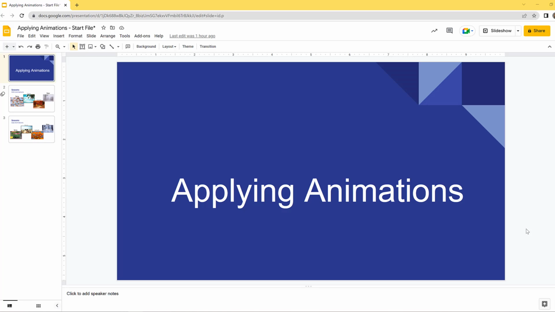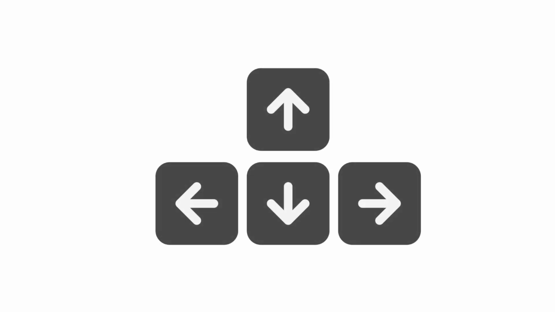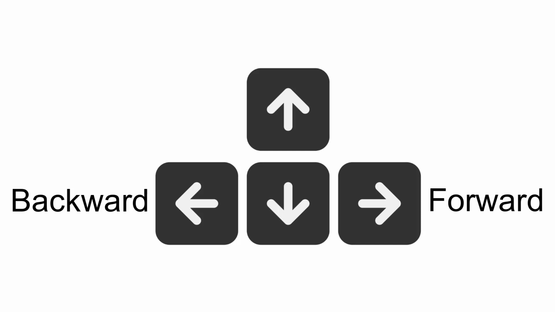Let's start by opening the start file and watching the first couple slides to see an example of animations. Click on the slideshow button in the top right corner of the screen to start the slideshow. You should see the first slide pop up showing the title, Applying Animations. Go ahead and click your mouse on the current slide so that the presentation moves to the next slide. You can also use the left and right arrow keys to move from slide to slide. If you decide to use the arrow keys, press the right key to move forward in the slideshow and the left key to move backward.